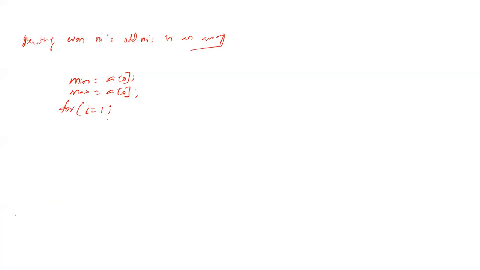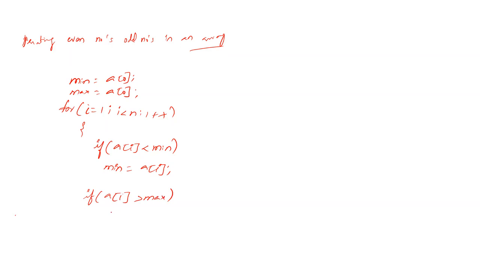Sorry guys. And i equal to 1, i less than n, i plus plus. Here, if a of i is less than min, place that value into min, that is, a of 0 itself is the minimum value. Again, if a of i is greater than max, place that value into max. So this is the code we have discussed in the last class.